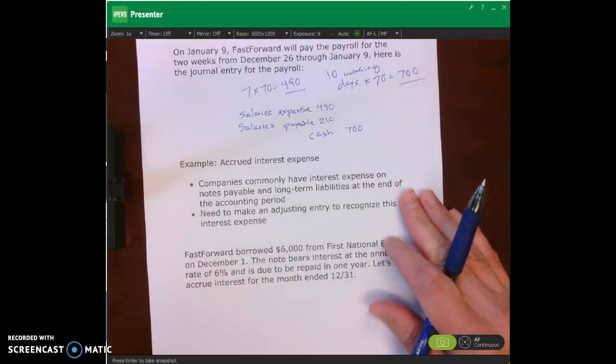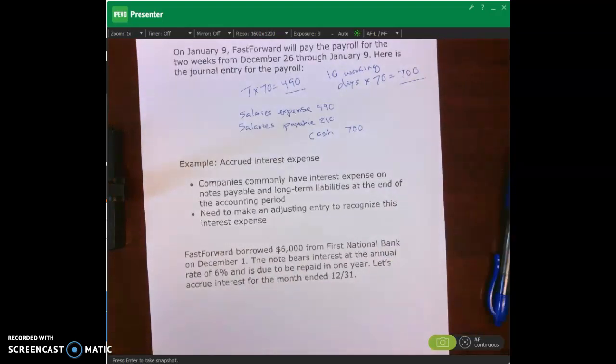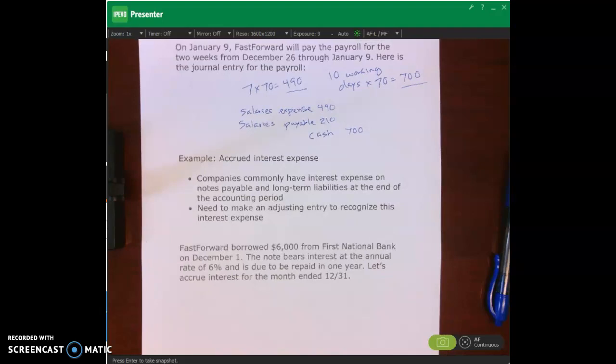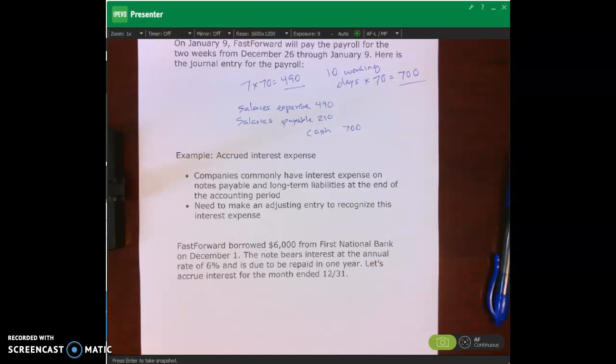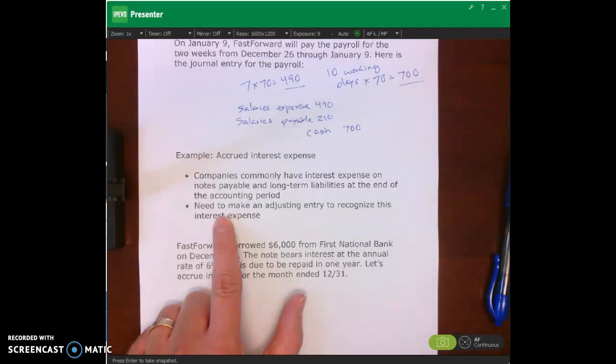Let's take a look at another example of accruing expenses, and that's for interest expense. So when a company takes out a note payable, maybe they borrow money from a bank, that would be a note payable. That note, just like if you borrowed money to purchase a car, comes with interest expense. So we have to record or accrue interest expense at the end of the accounting period.